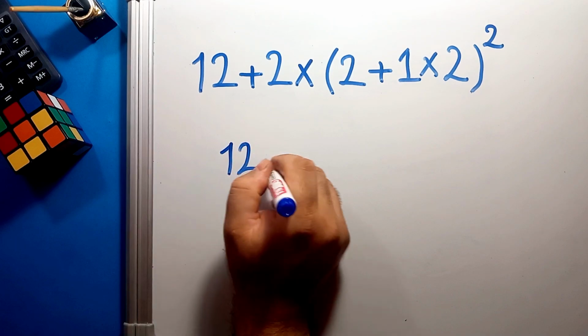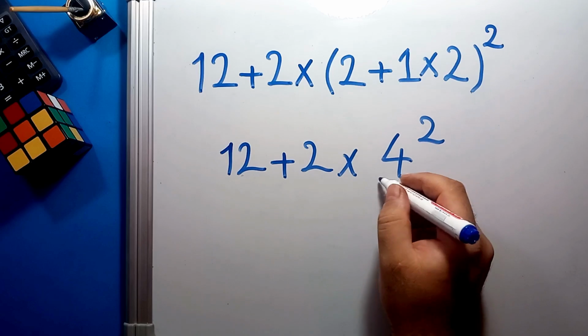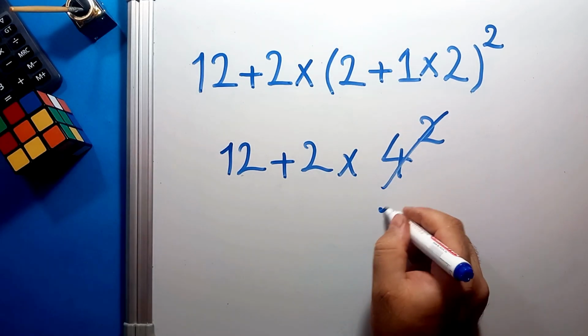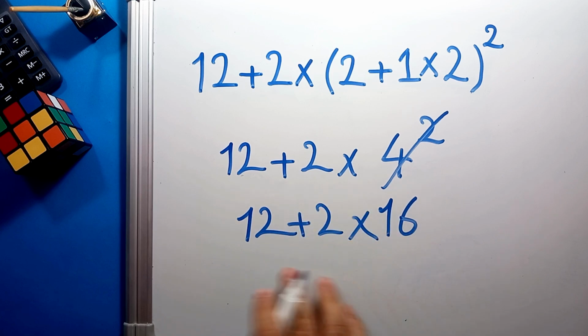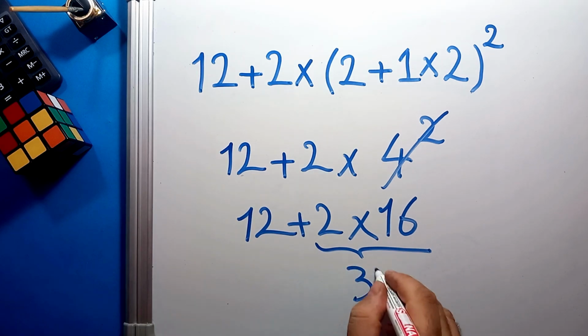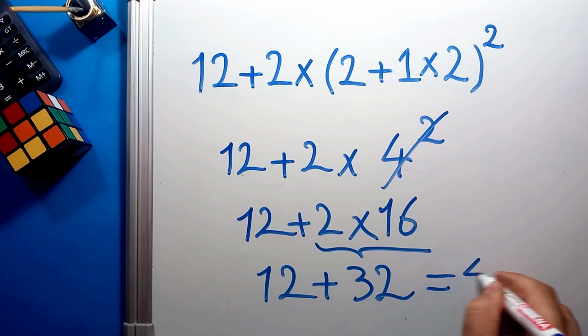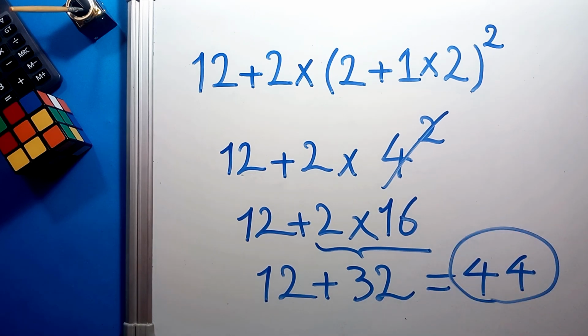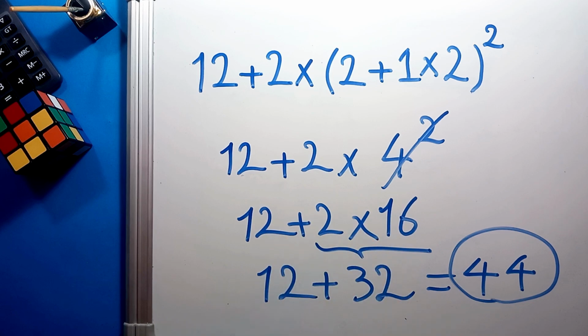Now we have 12 plus 2 times 4 squared. Next comes the exponent. 4 squared equals 16. Now 12 plus 2 times 16. Multiplication comes before addition. 2 times 16 equals 32. Now 12 plus 32 equals 44. So the correct answer is 44. This problem uses PEMDAS 3 different times, inside the parentheses, for the exponent, and again before the final addition.